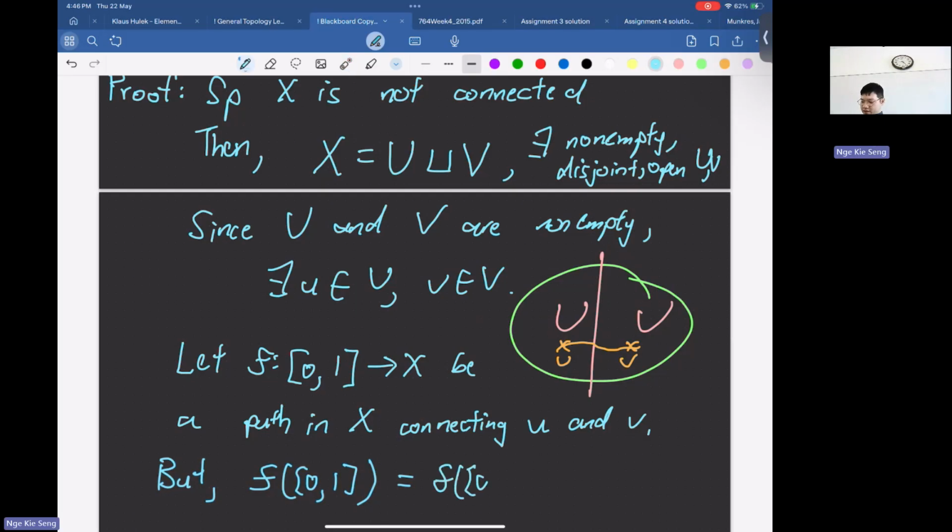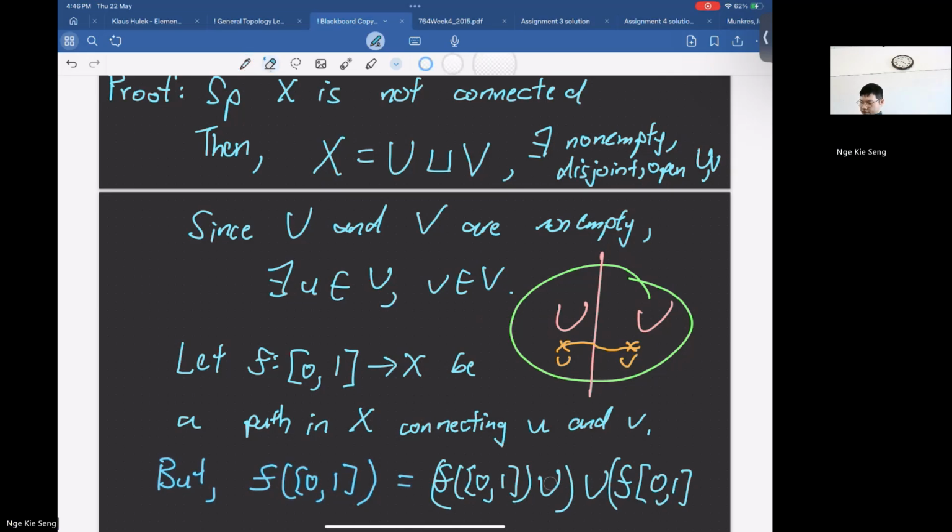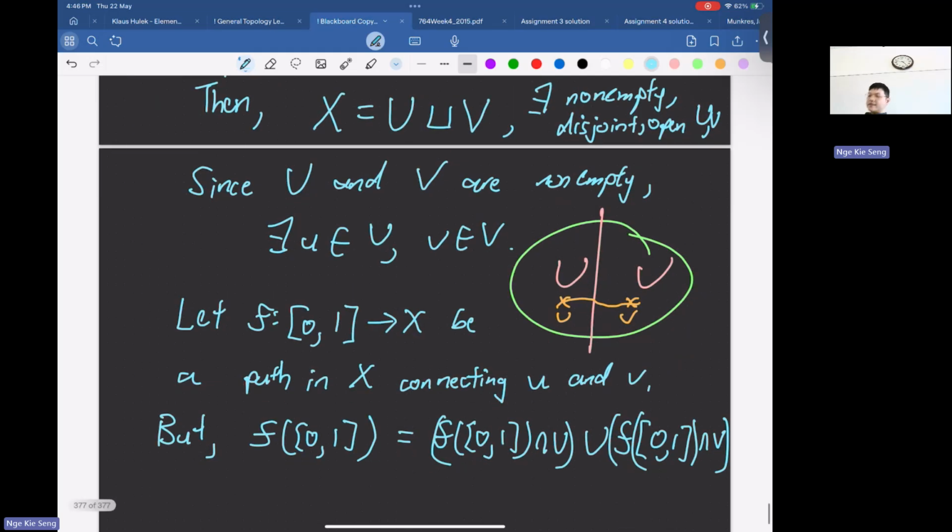Take this image, intersect with U, and union with V. Wait, what am I doing? Intersect with U, and then intersect with V. Okay. Is this a separation or not? Non-empty, good. Open, because it's a subspace approach.